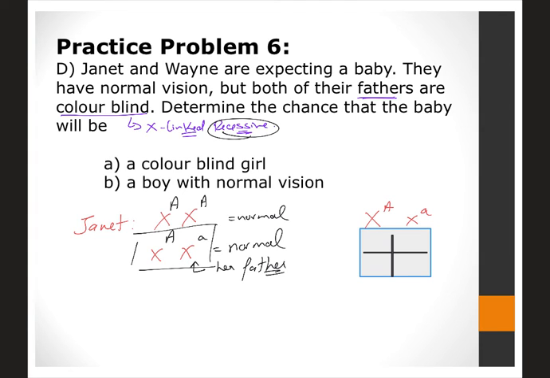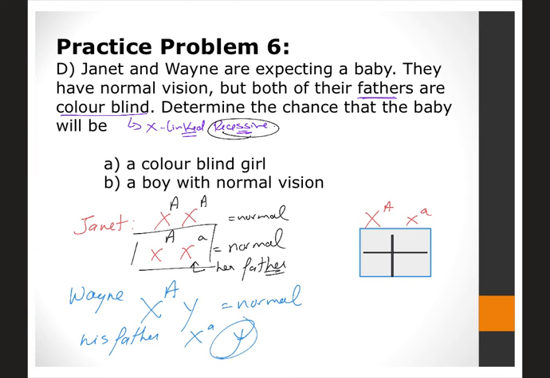And then we take a look at Dad. If we take a look at Wayne, he again is unaffected. So as a man, to be unaffected or normal, his only X that he carries has to be a capital A. Even though his father might have been affected, if you take a look, his dad would have had a small x little y.